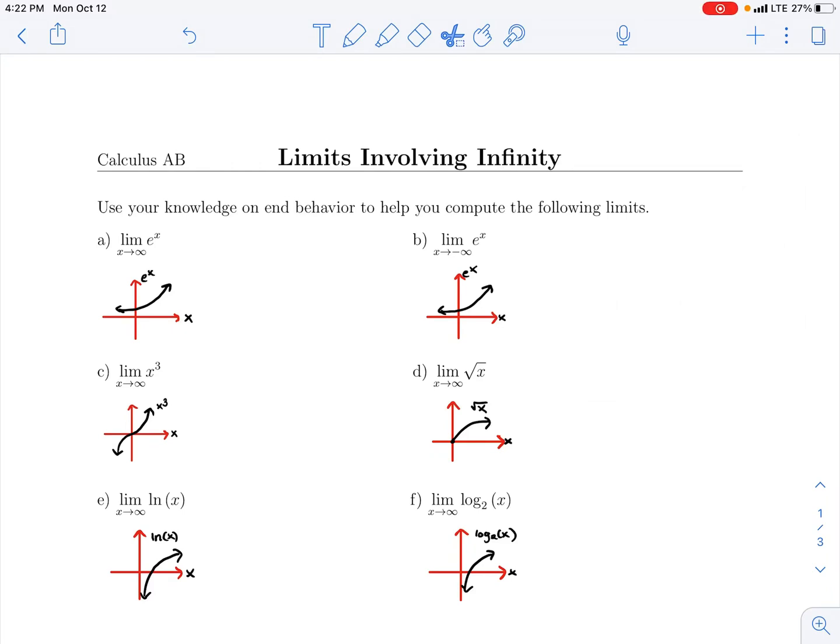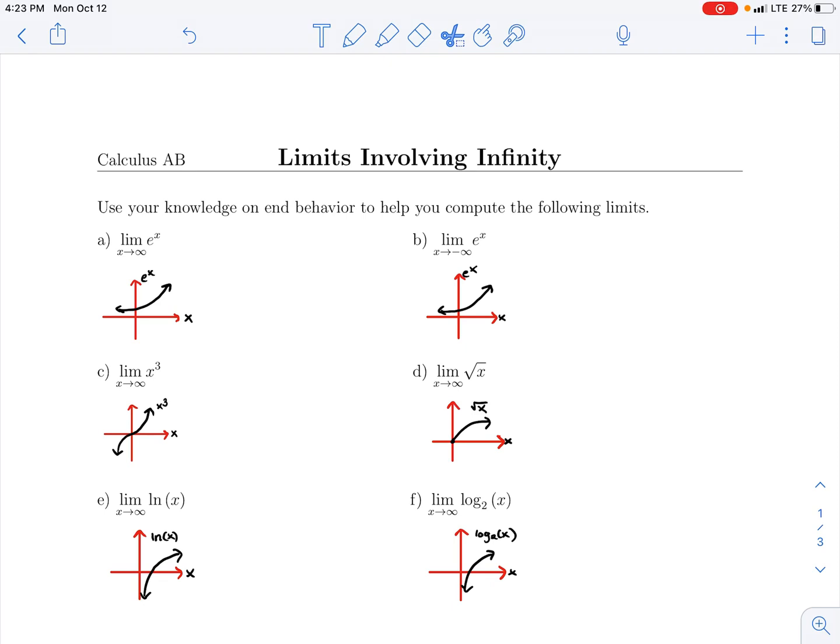Everyone, so today we're going to talk about the limits involving infinity. And so what I'm going to have you do here is just use your knowledge of end behavior to compute the following limits. And so when you learned end behavior in pre-calculus, you might have seen the notation as x approaches infinity, f of x approaches, and you would say, a number value or negative infinity or positive infinity.